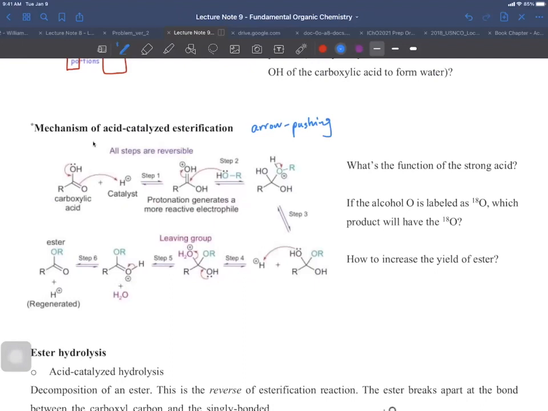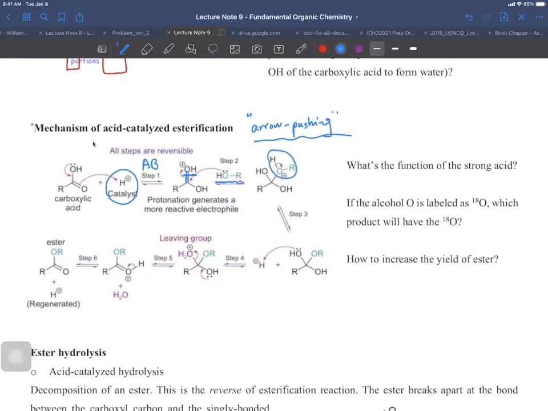So basically, the arrow means the movement of a lone pair. We're not going to discuss the arrow pushing based mechanism too much, but we try to get a sense of what is the function of the catalyst, the acid, right? How does the catalyst help the reaction to occur? Let's have a look. The first step, the H plus is bound to the oxygen of the carbonyl group on the acid. And then this is kind of the acid-base neutralization, right? Acid-base reaction.